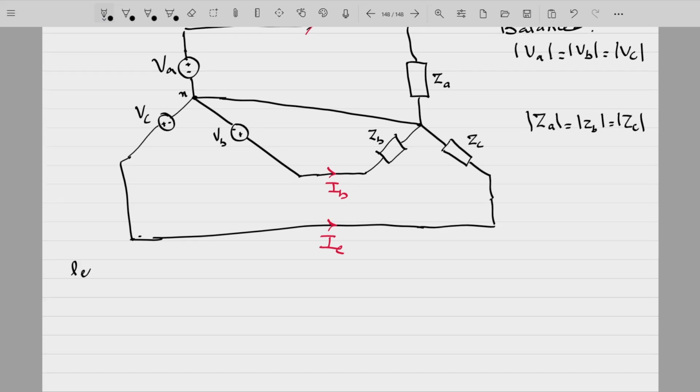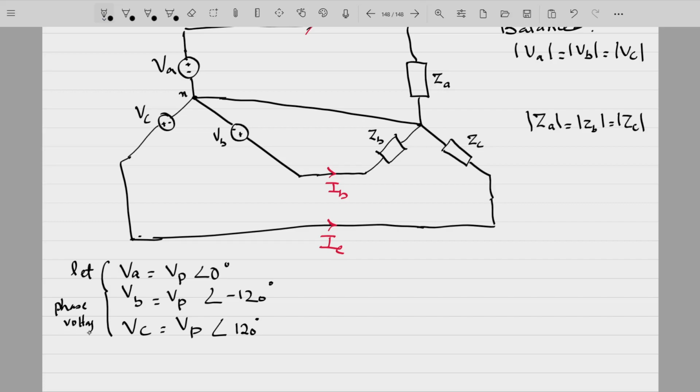Now let VA be equal to VP angle 0 degrees. If VA is equal to VP angle 0 degrees, that means VB will be equal to VP angle minus 120 degrees, and VC will be equal to VP angle minus 240 degrees, or you can even say that minus 240 means simply plus 120 degrees. So these are your three phase voltages.